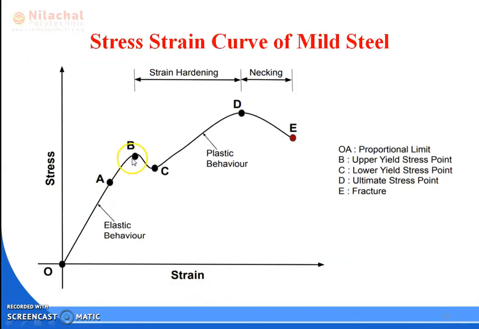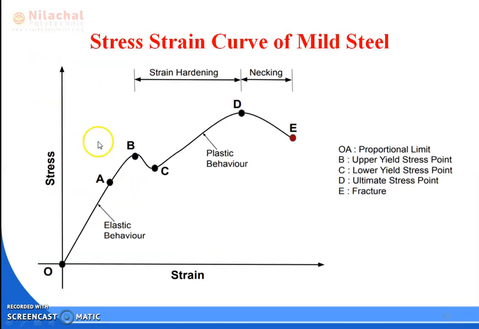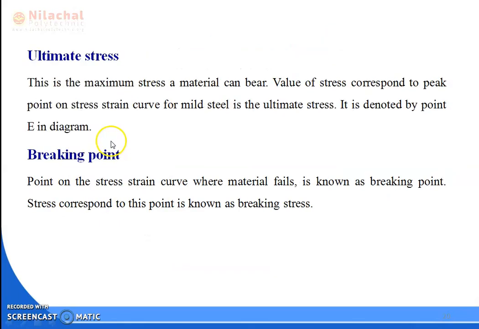So here, beyond the limit of A, while you remove the loading system, the body cannot regain its original shape and size. So that is why the yield point is divided into two types. First of all is the upper yield point, and the next one is your lower yield point. Then your point D. The D point represents your ultimate stress value. So this is the maximum stress a material can bear.